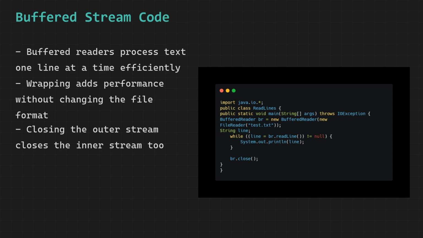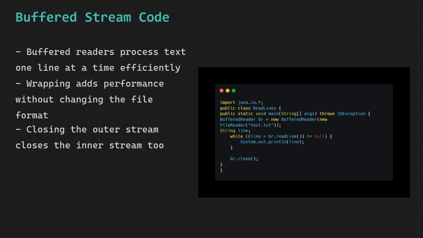Let us walk through this code step by step. We have one class called ReadLines, and inside the main method we are using a buffered reader to read a text file efficiently, one complete line at a time. The method signature declares throws IOException because file operations involve external resources that can fail for reasons outside the program's control. The first thing we do is create a FileReader pointing at a file called test.txt.